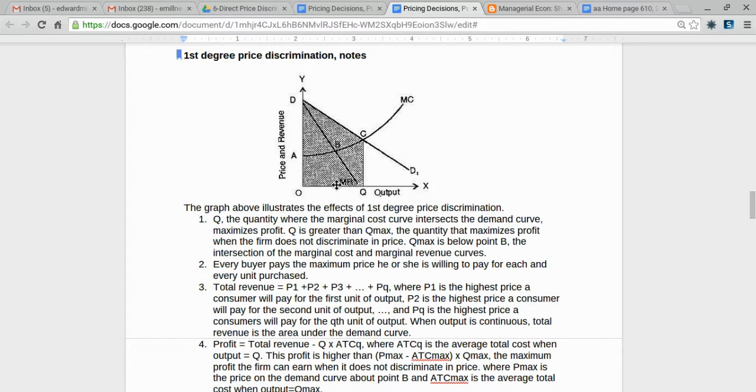Qmax is the quantity that maximizes profit when the firm does not discriminate in price. It's easy to see that Qmax is below Q. The first-degree price discriminator produces more output than the monopolist that charges a uniform price.